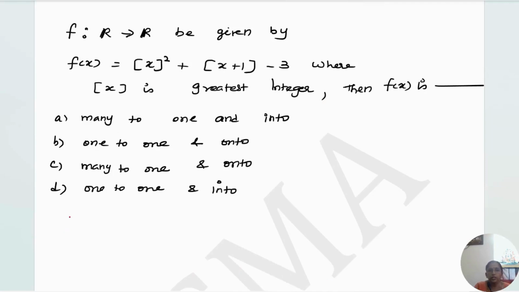Read this question. The function is R to R, real number to real number, given by f of x is, this bracket symbol with x within it is the greatest integer function. So greatest integer of x square plus greatest integer of x plus 1 minus 3. So then we have to find out this. So here this is the greatest integer function. So for different values of x, we will have some values of f of x. So we can say this greatest integer function f of x will always be an integer.